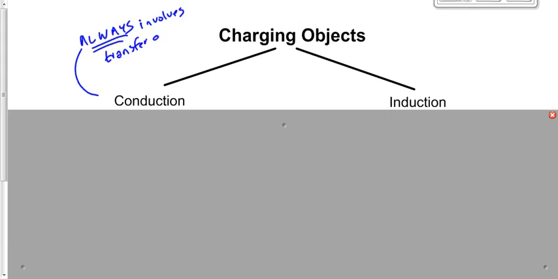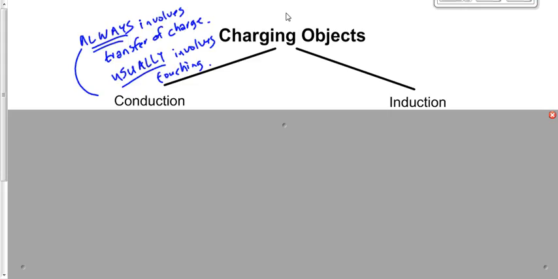And you guys know that if some charge is going to transfer, it's going to be the electrons that transfer. So it always involves electrons moving from one thing to another, always. And it usually involves, not always, but usually involves touching. So 2 objects touch each other, the charge is balanced out. That's charging by conduction.